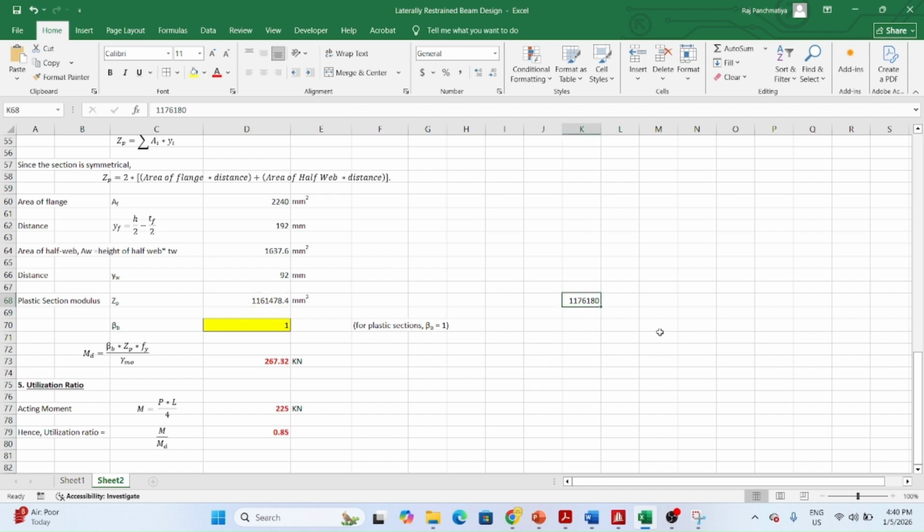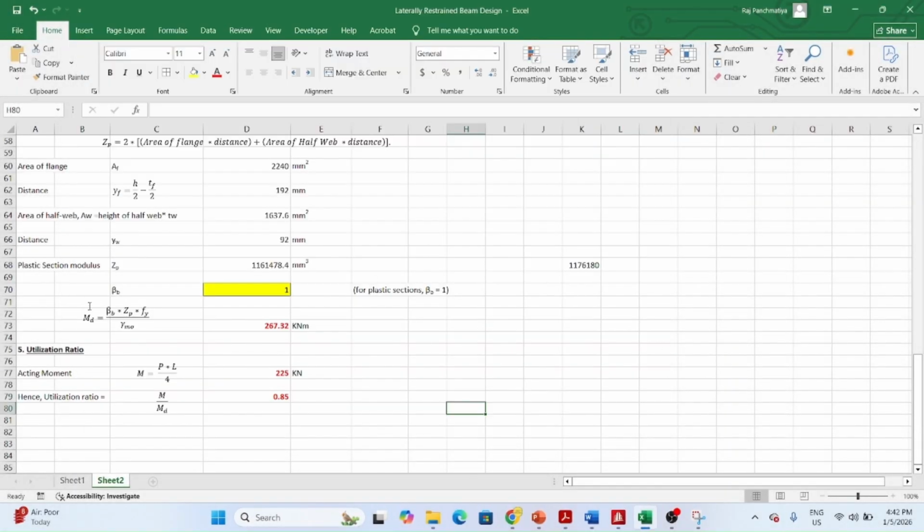So why is this difference there? Because we have not considered the root radius in this calculation. So in order to match the value exactly, we are using the value from the steel table. If you put it in this formula, MD is beta B ZP Fy by gamma M0. Beta B is obviously 1 for the plastic section, and my ZP is 1161. So through this formula, MD will be equal to 267.32 kilonewton meter.